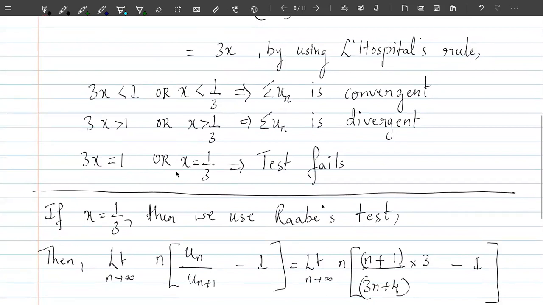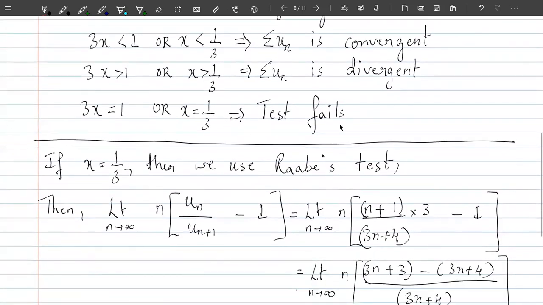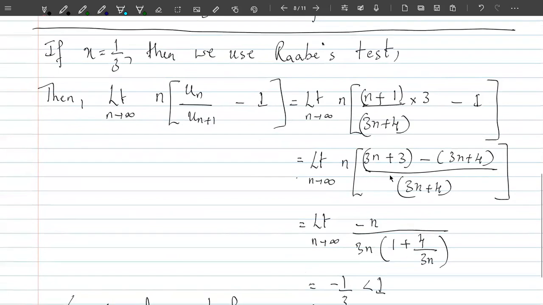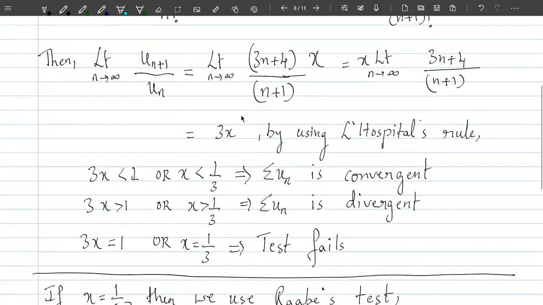If 3x is equal to 1, that is, if the value of the limit is equal to 1, then x becomes 1 by 3. In this case, we say that the test fails. So again, for this particular case here, we can use the Raabe's test. If you use the Raabe's test, what we get is limit n tending to infinity, n multiplied with un by un plus 1 minus 1.